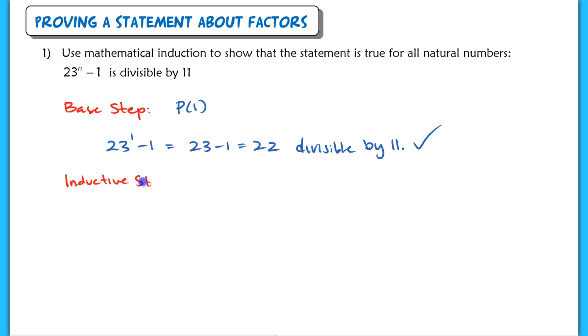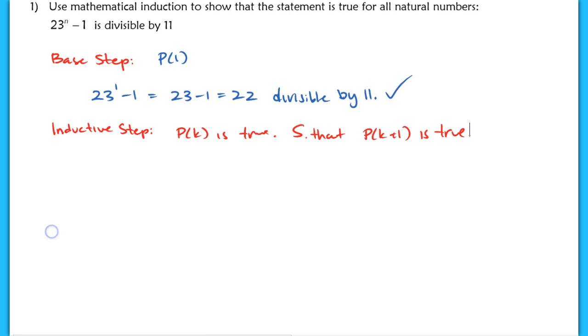Now for our inductive step, we are going to assume that p of k is true, and we want to show that p of k plus 1 is true. So now what we have to do is be able to write this statement here as an equation. This is the trickier part, not so much tricky I guess, but what you need to know in order to set this up. So p of k, this statement, can be written as 11 times some whole number is equal to 23 to the k minus 1. So this is showing that this is divisible here by 11, because if we take 11 multiplied by some whole number, we should get 23 to the k minus 1.